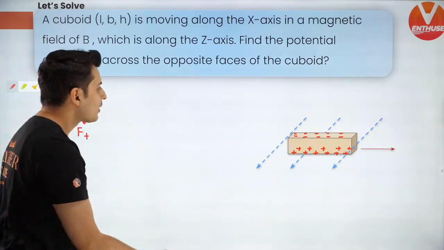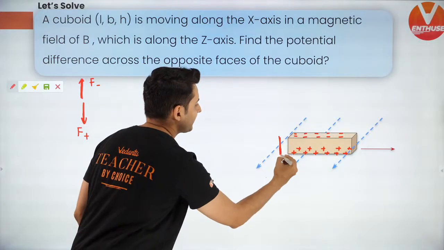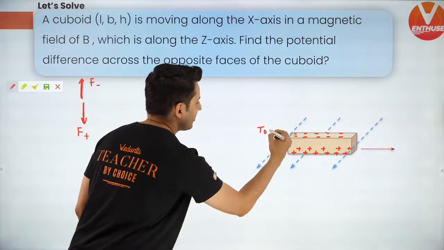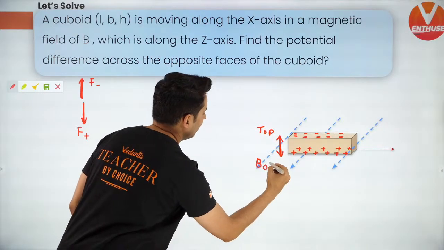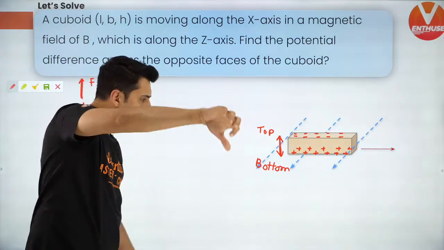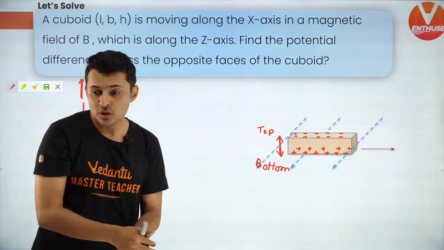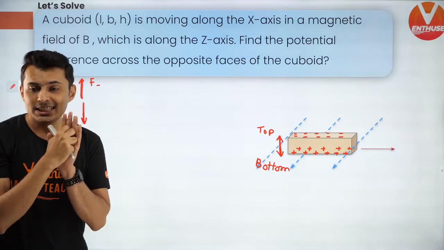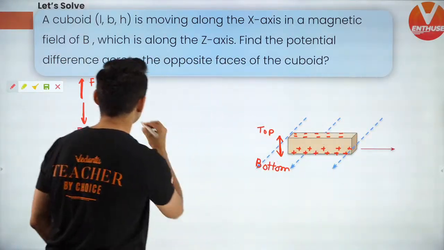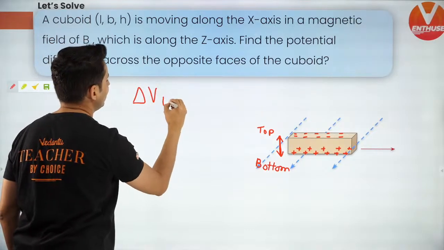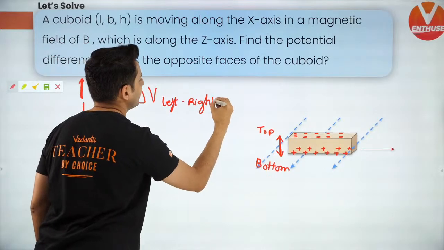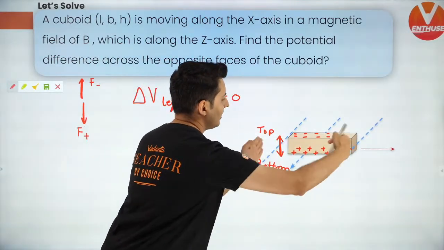So guys, where is the potential difference created? Across the top and the bottom. I hope you can see that. V was there, V cross B down. So between bottom and top. Is there any potential difference between left and right face? I don't think so. There is no breakup happening there.